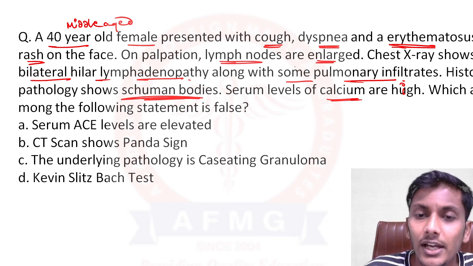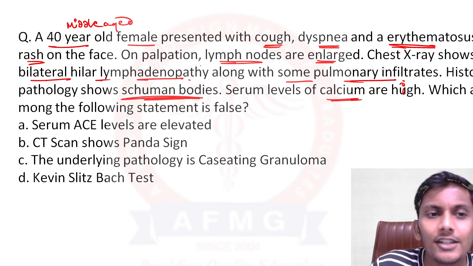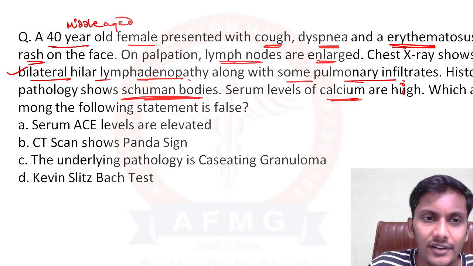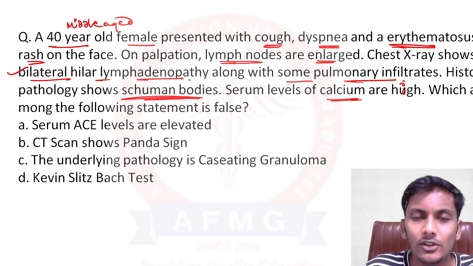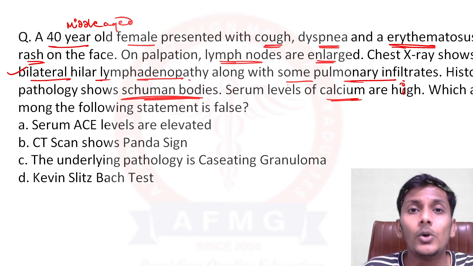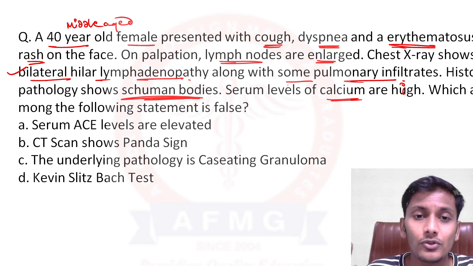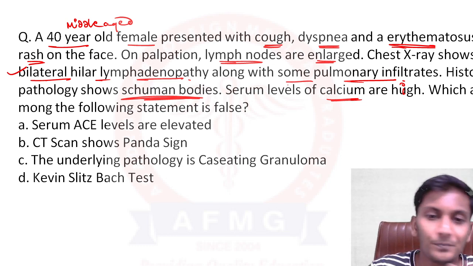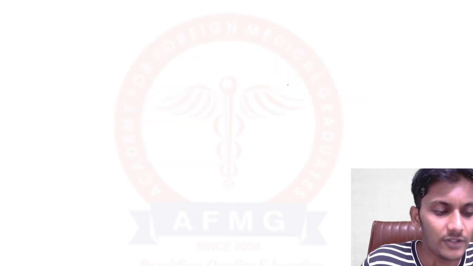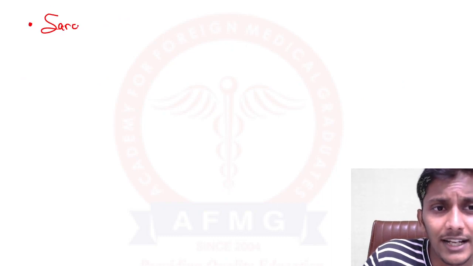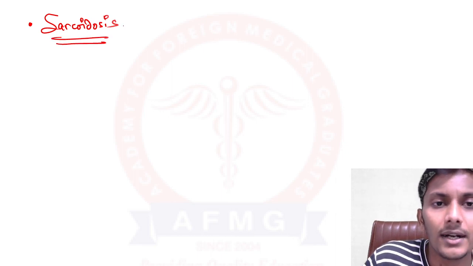On palpation, lymph nodes are enlarged. Chest X-ray shows bilateral hilar lymphadenopathy along with some pulmonary infiltrates. So with this, we can come to a diagnosis that this is a case of sarcoidosis, because histopathology would also show Schaumann bodies. Now let's discuss a few things about sarcoidosis, which is very important, but we tend to miss it because it is usually covered in rheumatology at times.